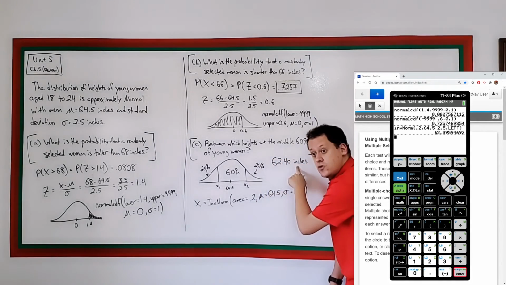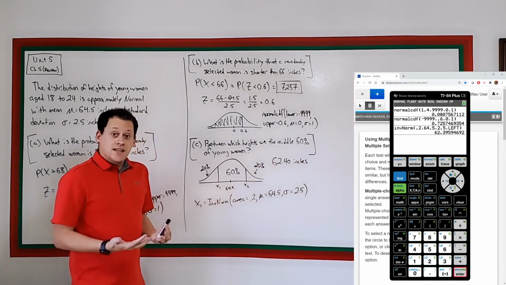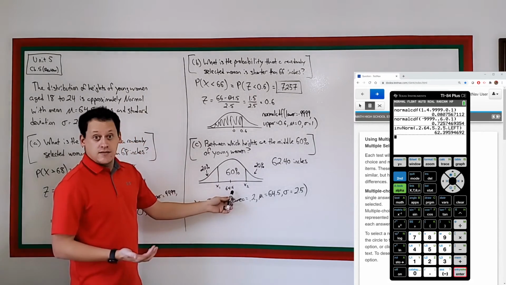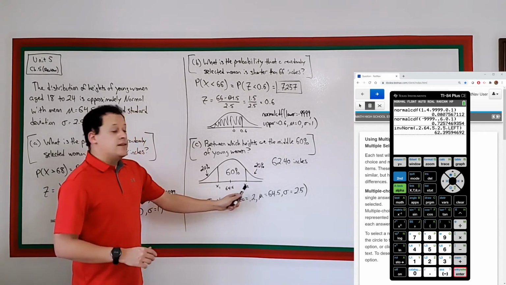And that's in inches, just so we have some context there. And is that reasonable? Well, this number is this one. It's less than 64.5. So sure, that seems reasonable. Now let's find x2.